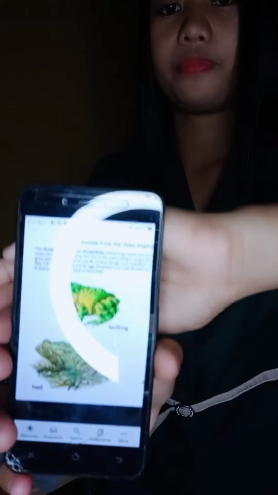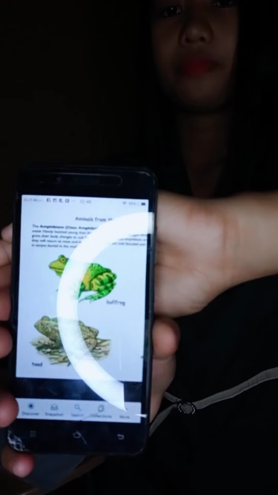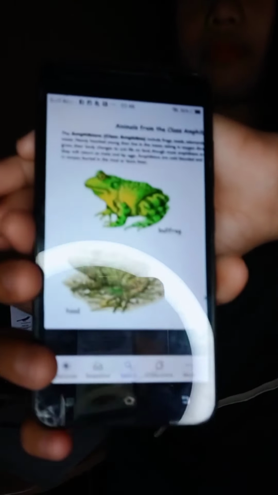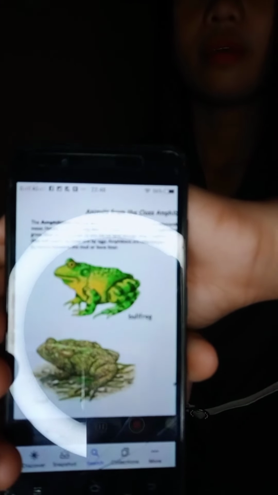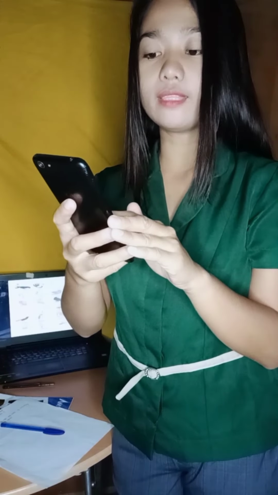Yan pala yung mga sample ng both land and water na animals. Okay, ma'am. The bullfrog or frog and salamanders. So, they are both living in land and water.